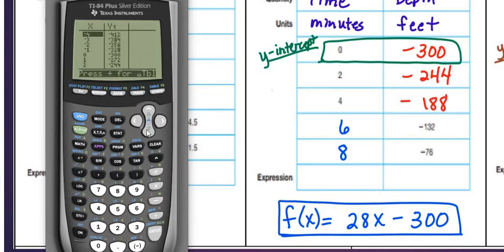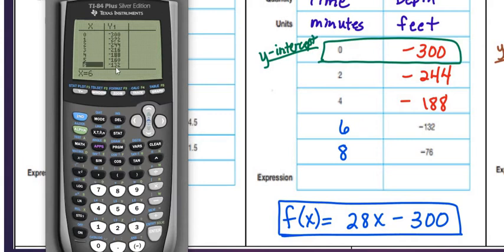At 0, when you're at surface level, or at 0 minutes, you're at a negative 300 feet below the water. After 2 minutes, you're at a negative 244 feet because you're coming up towards the surface of the water. At 4 minutes, you're at a negative 188 feet. Now they have switched it. How many minutes will it take to get to a negative 132?